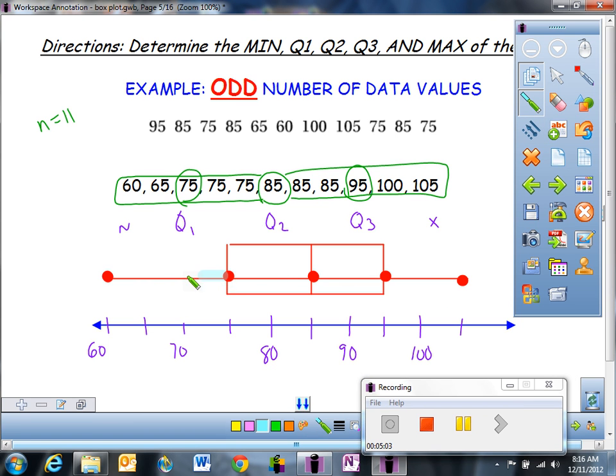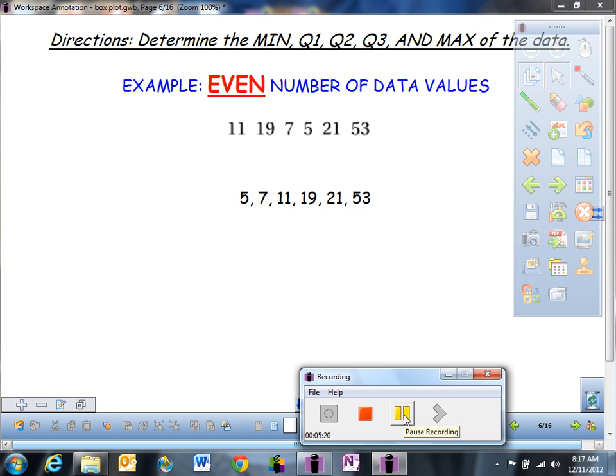So in this section, this is a fourth of the data, this is a fourth of the data, this is a fourth of the data, and this is also a fourth. So inside the box we have half of the data, and then on both of our whiskers combined we have half of the data. Let's look at another example.